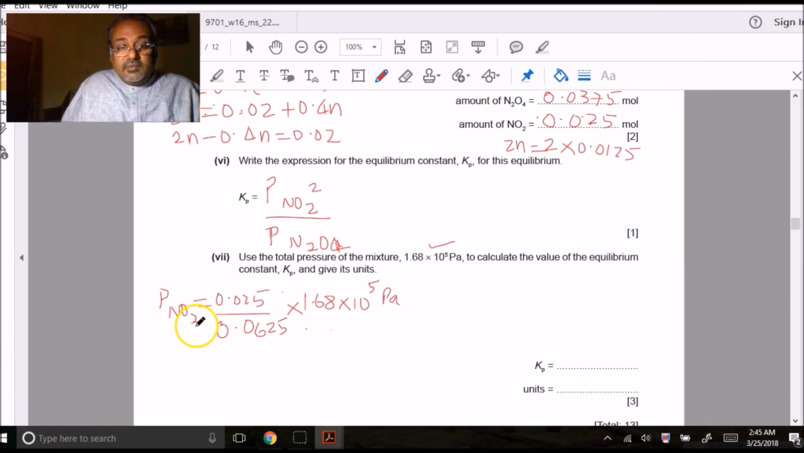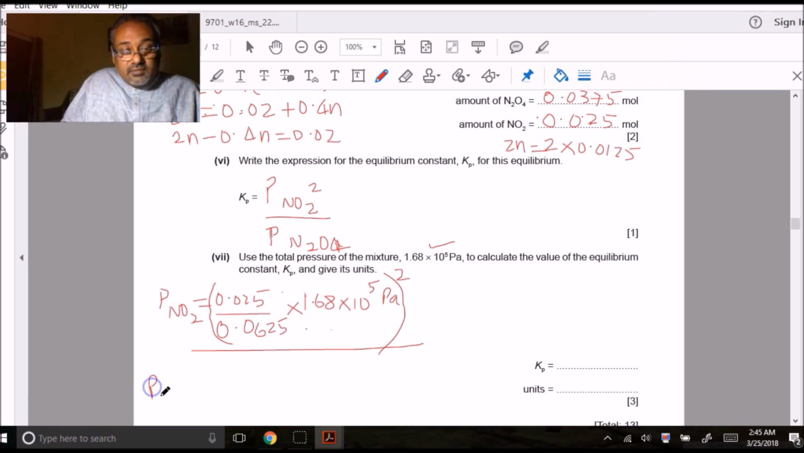And then if you look at the Kp expression, the partial pressure of NO2 is raised to the power 2. So I'm going to carefully put everything in, raised to the power 2, and divide this by the partial pressure of N2O4. Now the partial pressure of N2O4 will be calculated the same way.